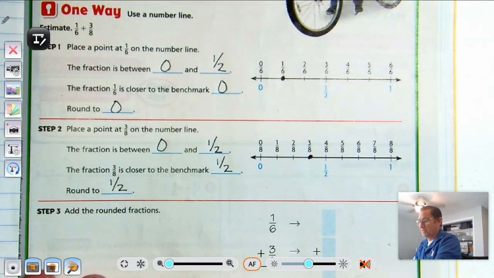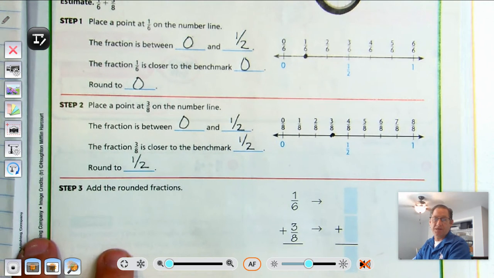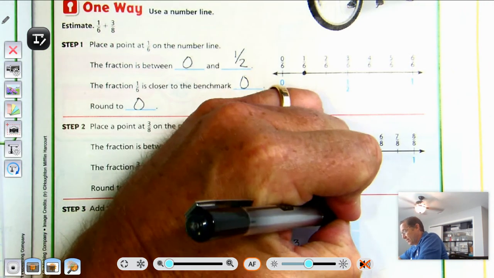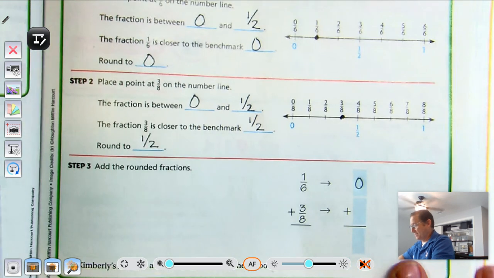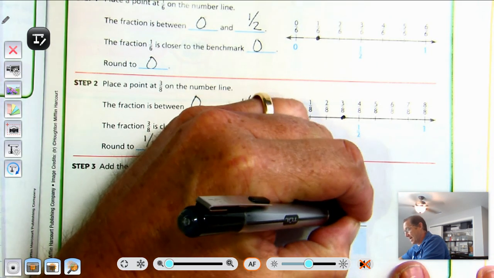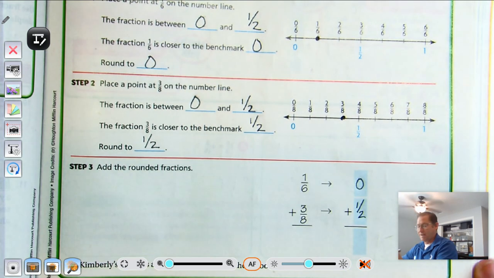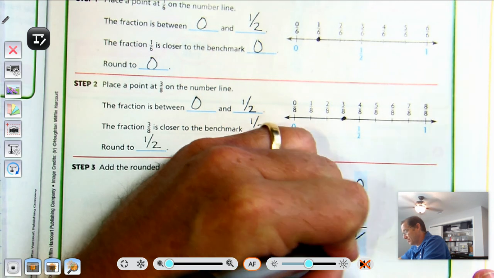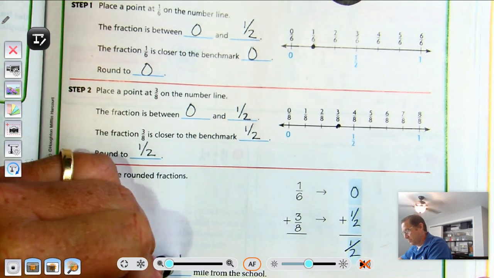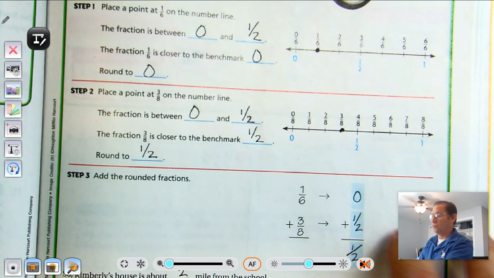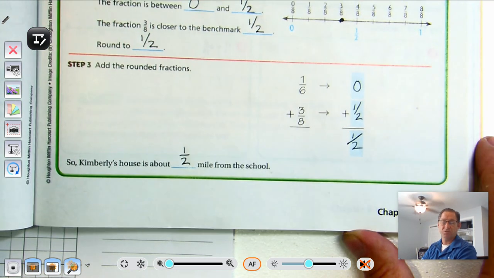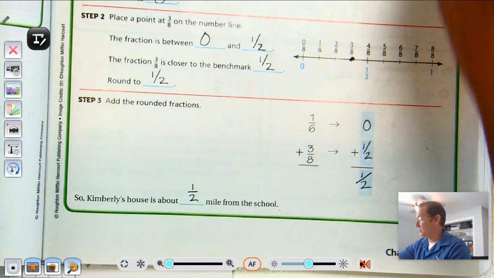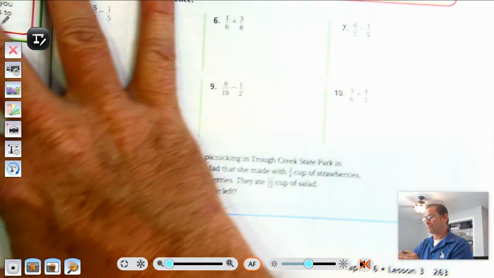Now we're just going to add the rounded fractions. 1/6, we round it to 0. 3/8, we round it to 1/2. So 1/2 plus nothing is 1/2. So her house is about 1/2 mile from school. Simple as that. Okay, so let's look at 262.